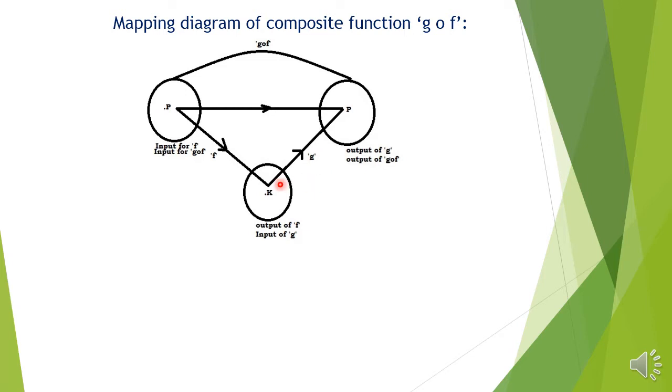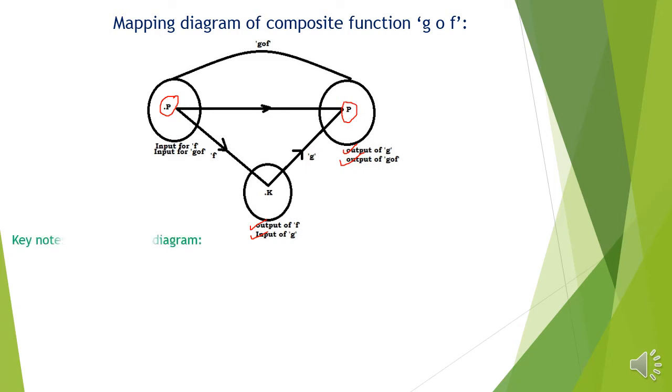In a composite function, the output of the first function is taken as input by the second function, isn't it? This is the output of f, which is taken as input by g, and it brings its output, which is also the output of the composite function gof, isn't it? So the input of the composite function is p, and the output of the composite function is also p. Output and input are the same, isn't it?